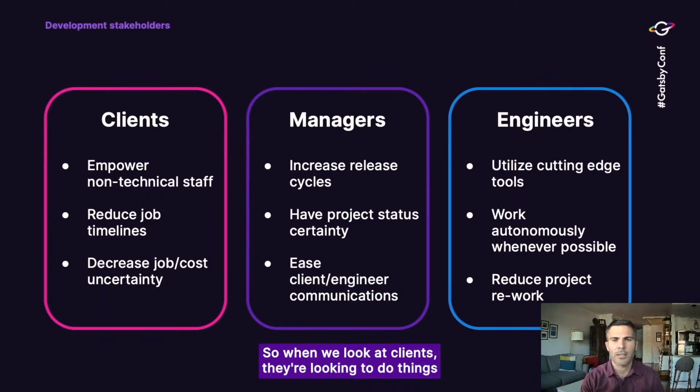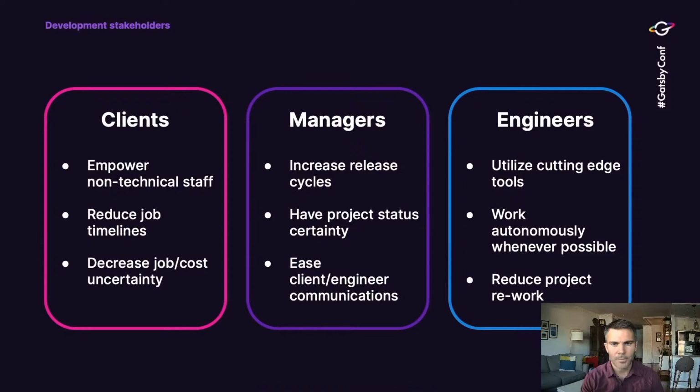So when we look at clients, they're looking to do things like empowering non-technical staff, reducing job timelines, or decreasing job uncertainty. Managers want to increase their release cycles. They want to have project status certainty, and they want to ease that client-engineer communication that they're really stuck in the middle of. Engineers are looking to utilize the latest and greatest tool sets. They want to work autonomously whenever it's possible and be left alone. And really, they want to reduce that project rework. So once a task is done, they don't want to have to come back and do it again. They want it to be done right the first time.